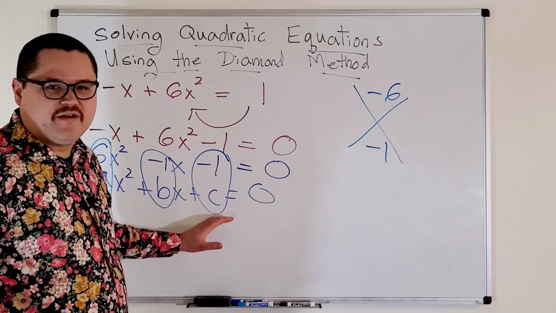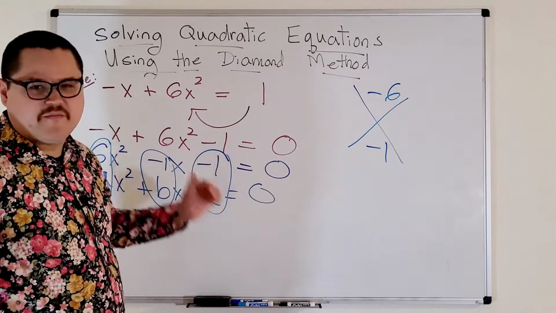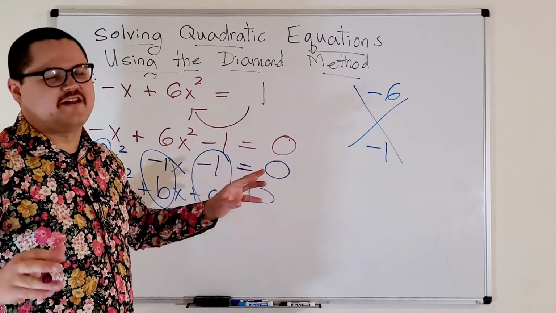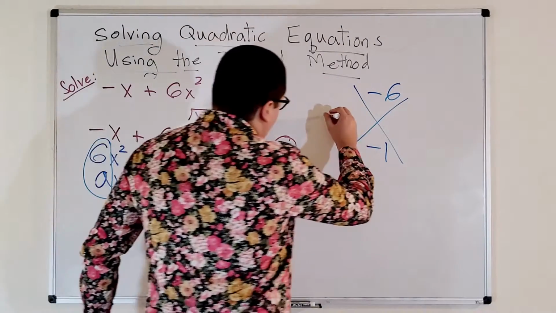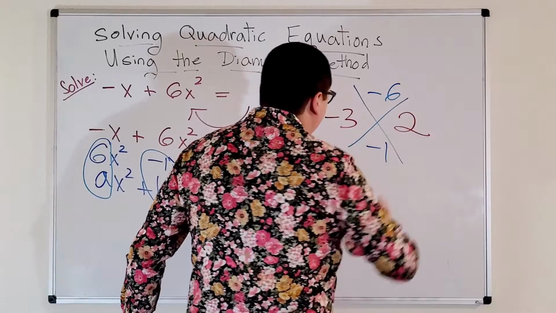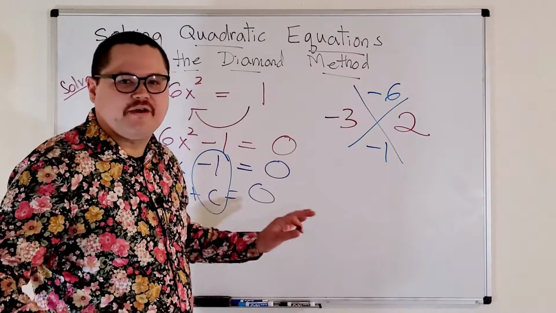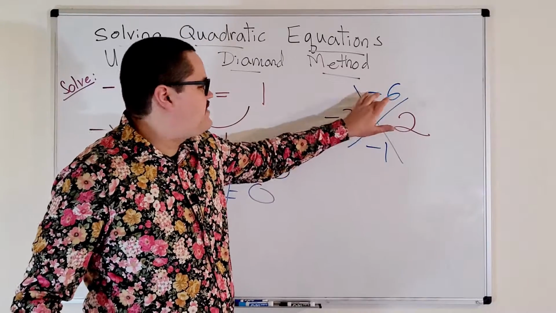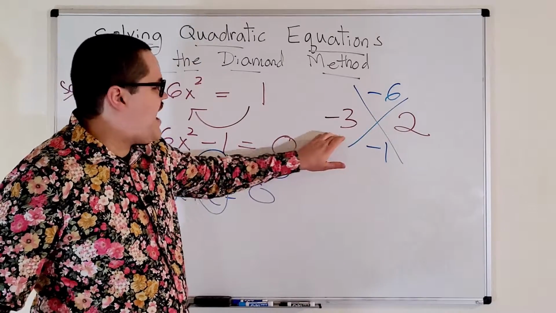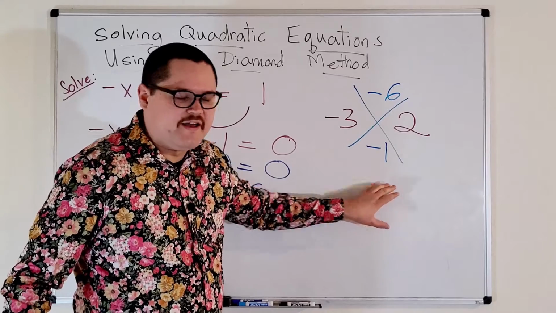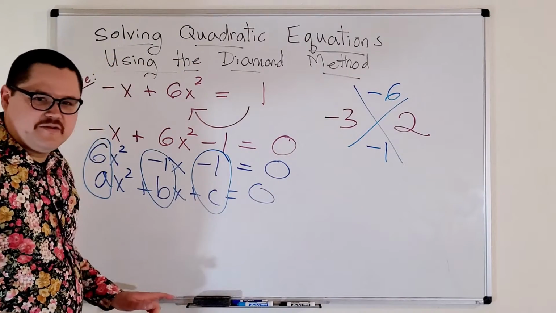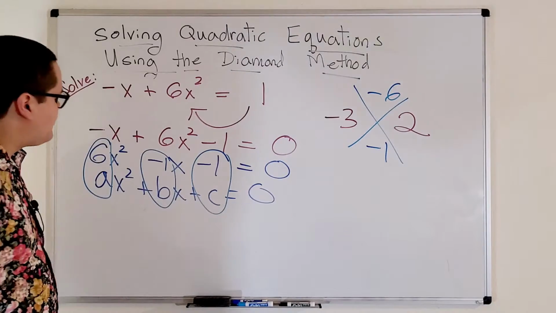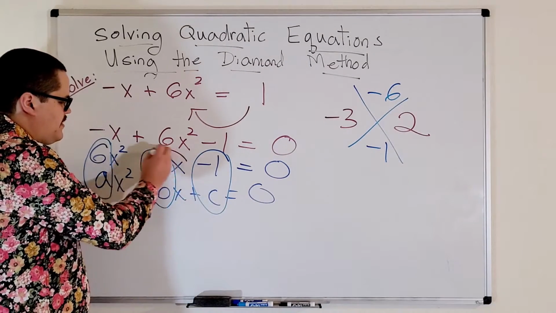And what do we put in the middle? Well, we need two numbers that multiply to negative 6 and add up to negative 1. So those numbers are negative 3 and positive 2. Right? They multiply to negative 6, but if you add them, you get negative 1. What do we do with those numbers? We use them to split up this bx term.